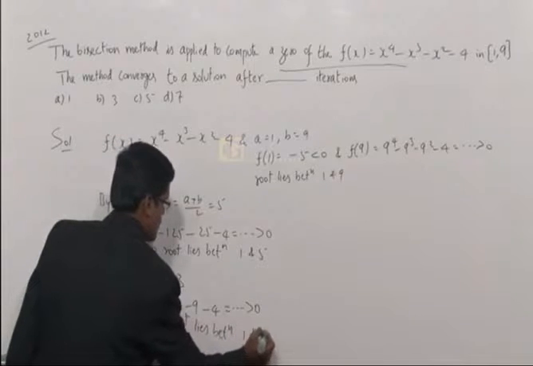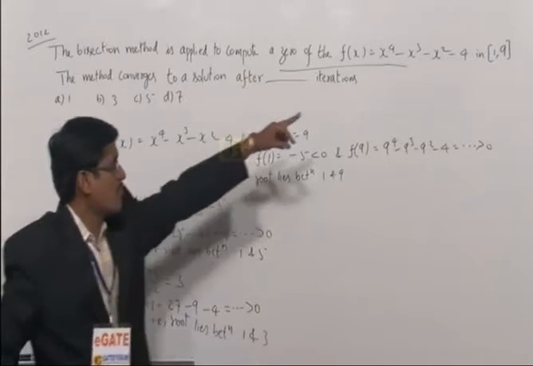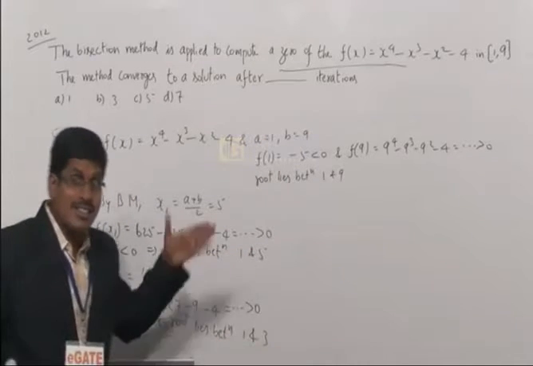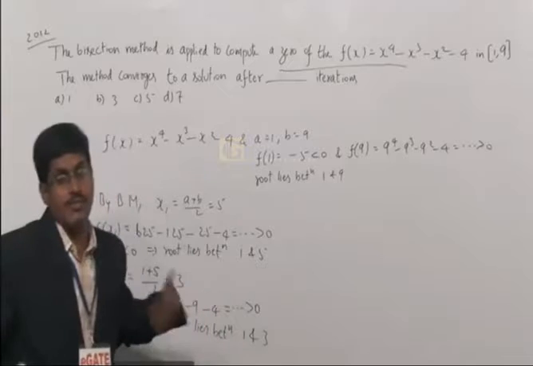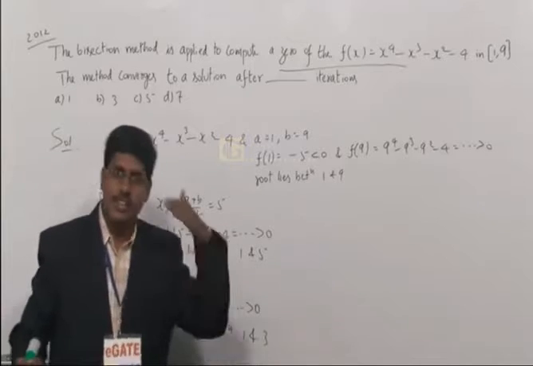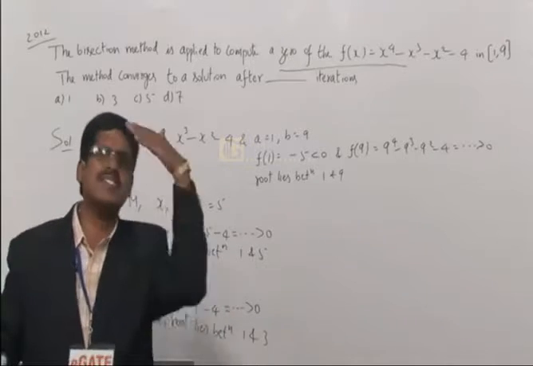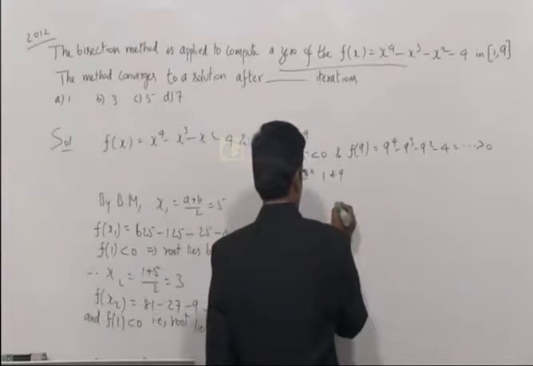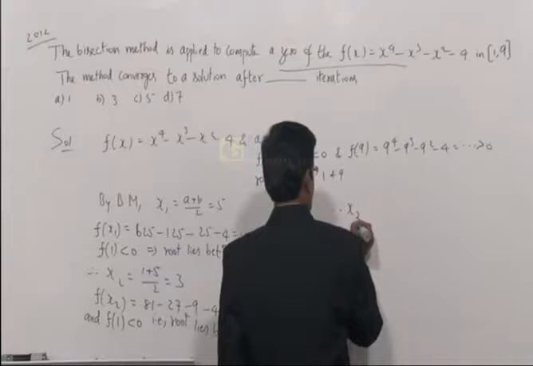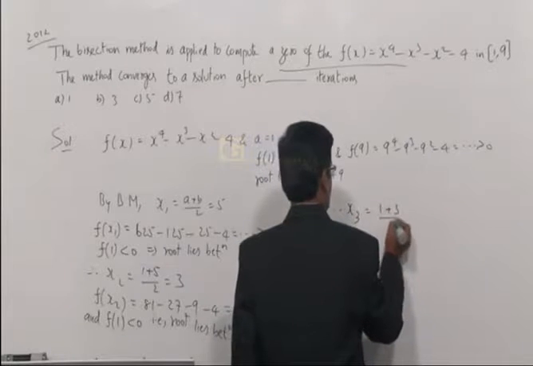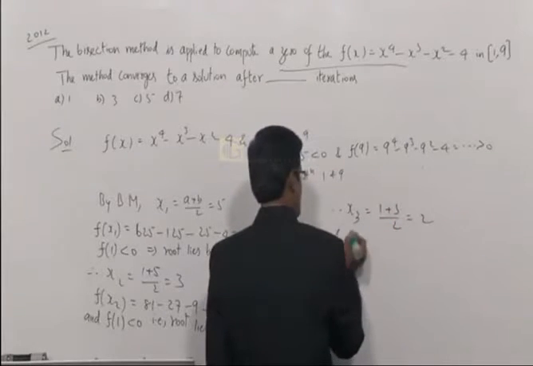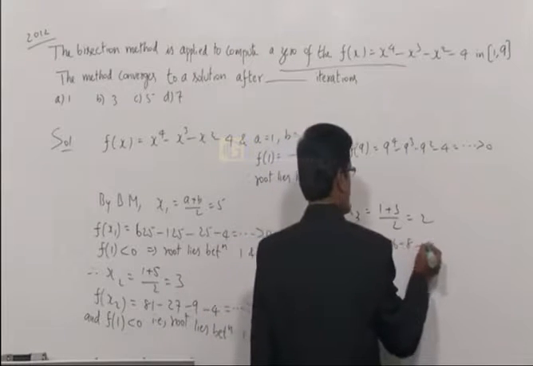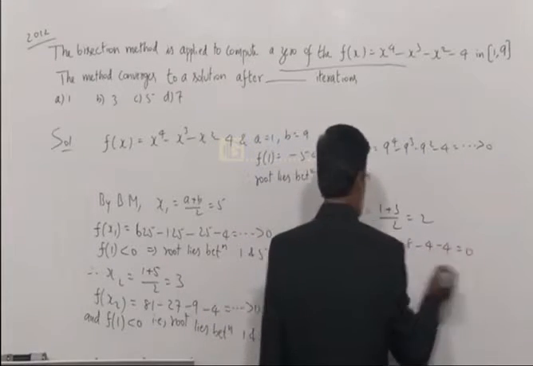1 and 3. Your closed interval, first step 1, 9, in the second step 1, 5, now it changes to 1, 3. This is called reducing one by one step. In one by one step your interval should be reduced, then only it is going to converge and you will get the answer, otherwise it is going to diverge. Therefore x3 is equal to 1 plus 3 by 2, that means 2, and f of x3 is 2 power 4, 16, 2 cube 8, 2 square 4 minus 4, this simplifies to 0.